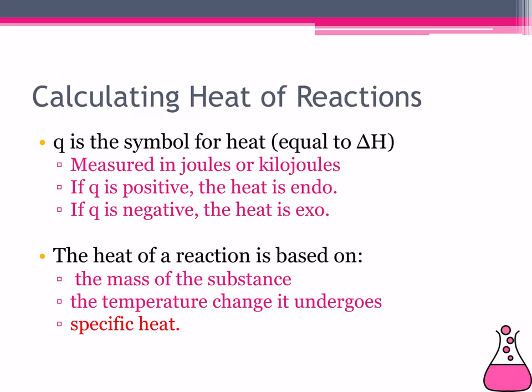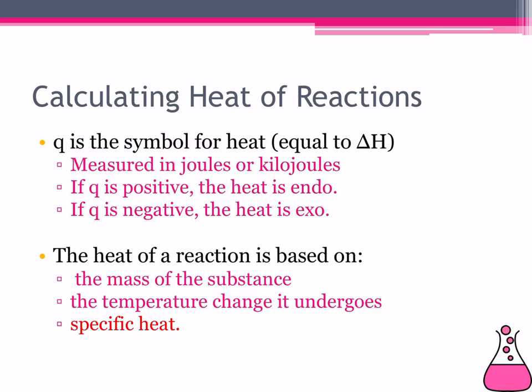So it's important that you know how to convert from joules to kilojoules, with joules being the base unit and kilojoules being my prefix there, my kilo. And you practiced that a little bit in the review, but just so that you remember, if you're going from joules to kilojoules, you divide by 1,000. From kilojoules to joules, you multiply by 1,000. So if Q is a positive number, my heat's going to be endothermic. If it's a negative number, my heat's going to be exothermic.